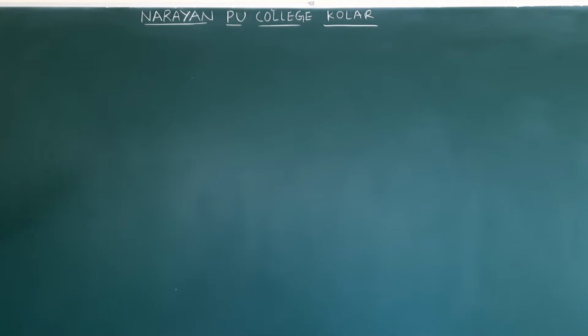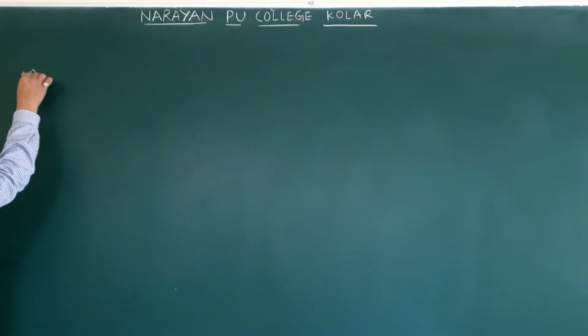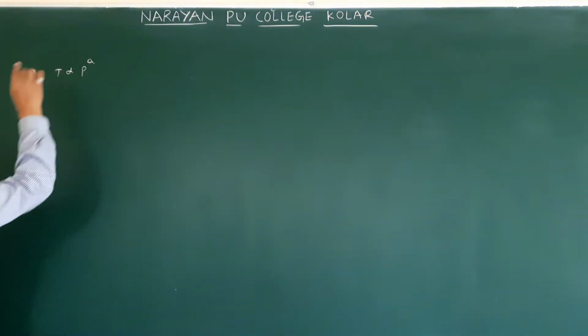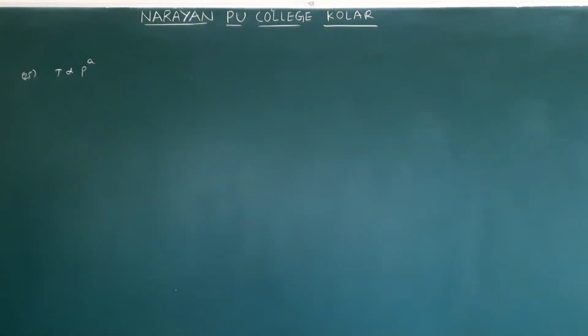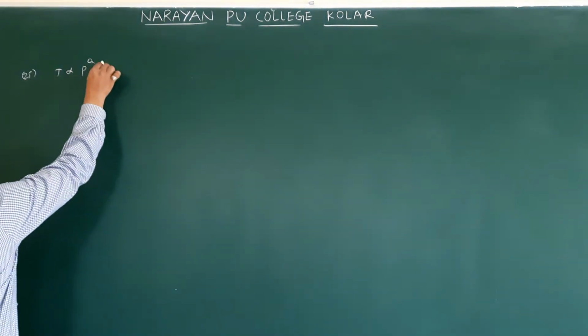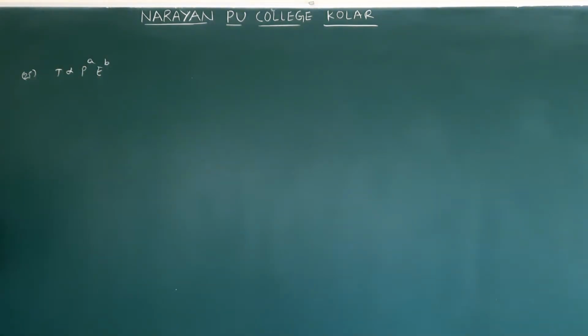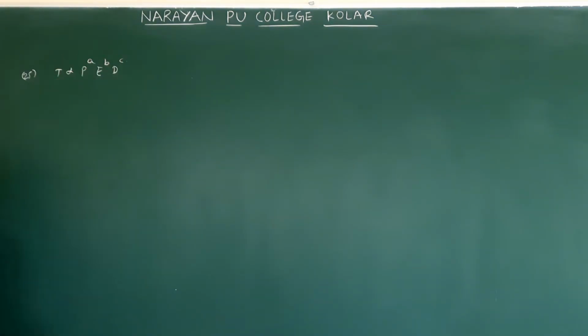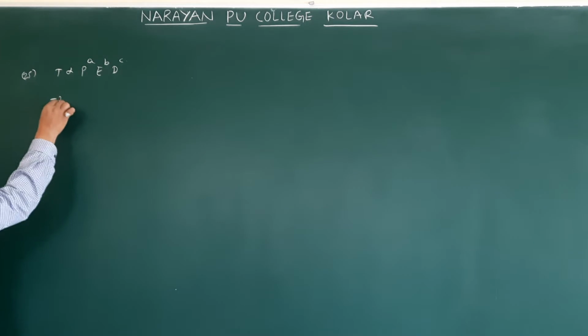So next see question number 25, same model. The time period T depends on pressure, energy of explosion, density. The time period is directly proportional to pressure, P power a. Next energy, E power b. Next they gave density, D power c. Again LHS is time period.